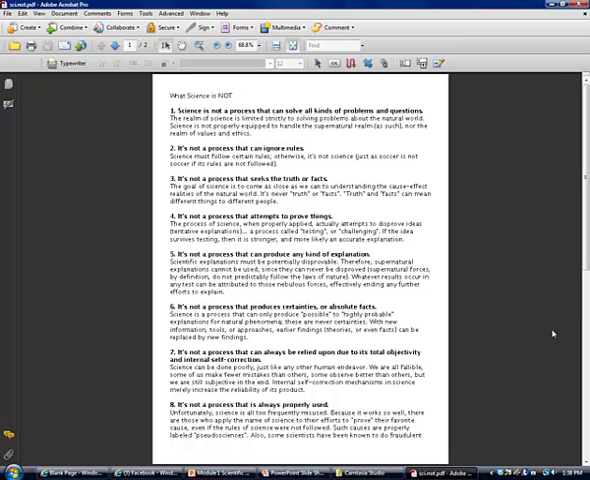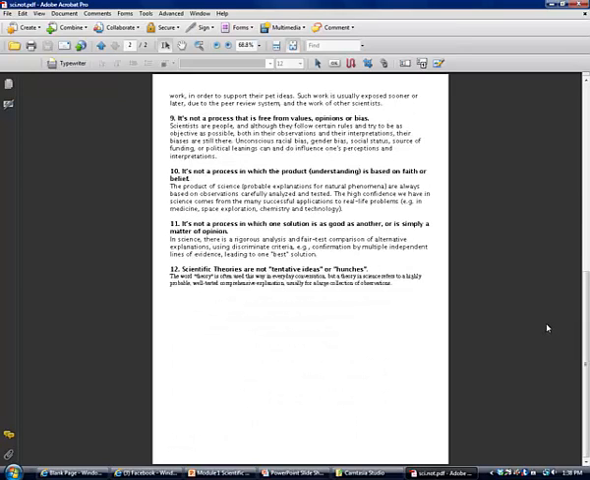Science is not a process that can be relied on for total objectivity or internal self-correction. If we do science poorly, just like any other human endeavor, there are things in that testing that are going to fail. It's not a process that's always properly used. Frequently it's misused. It's not a process free from values, opinions, or biases.